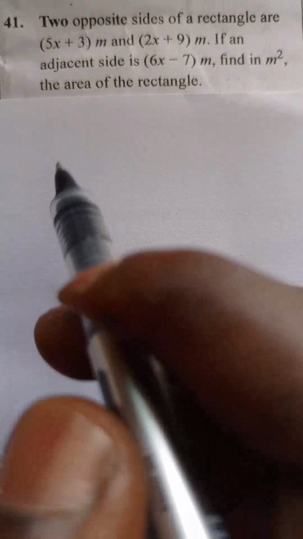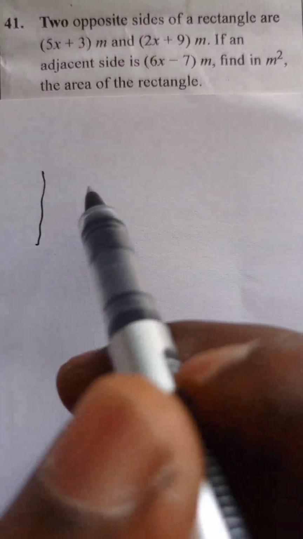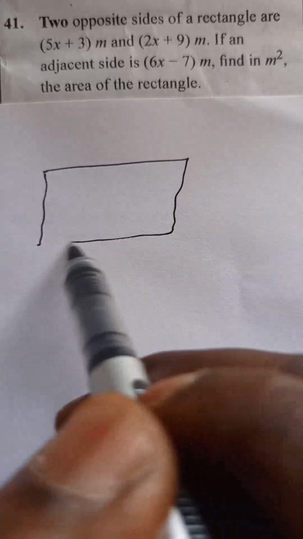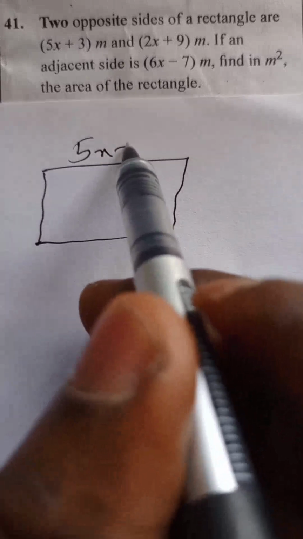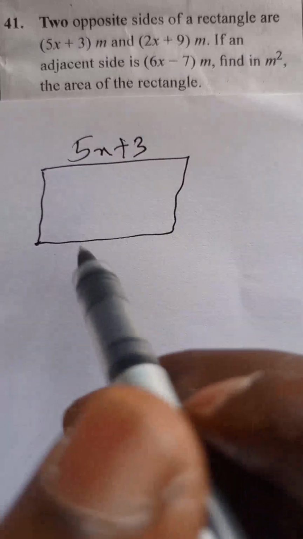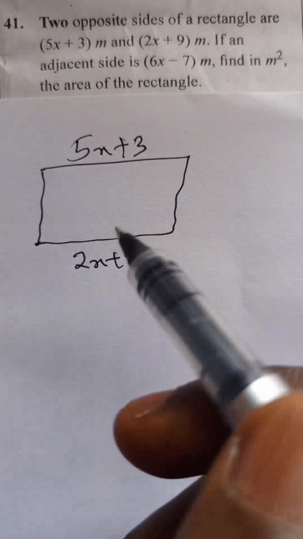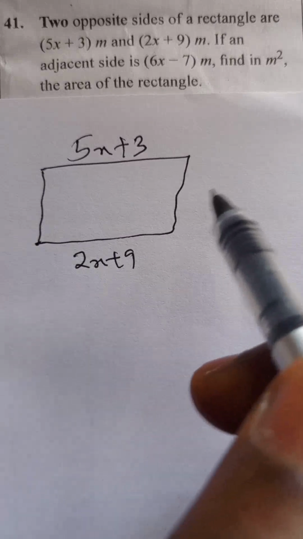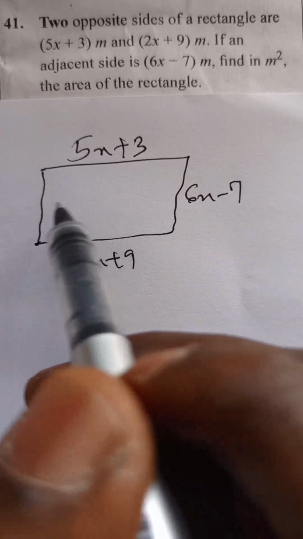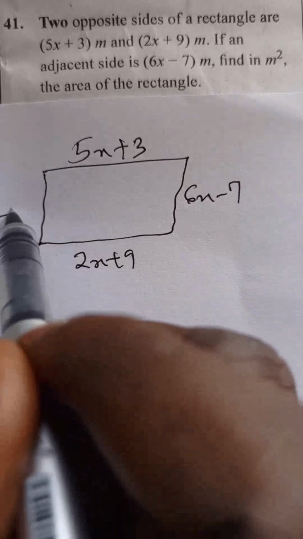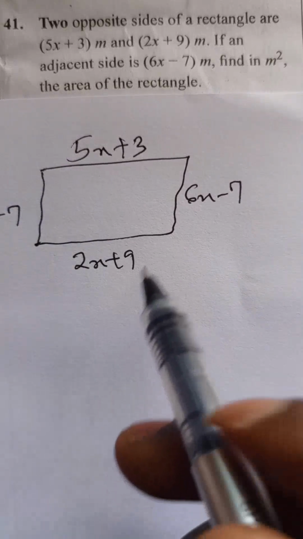You are given that the two opposite sides of a rectangle are this and this. Let's sketch the diagram. This is a rectangle. The two opposite sides are 5x plus 3 meter and 2x plus 9 meter, and the adjacent side is 6x minus 7. We have 6x minus 7 here. Remember, this is going to be 6x minus 7 too. Now, we have to find the area of the rectangle.